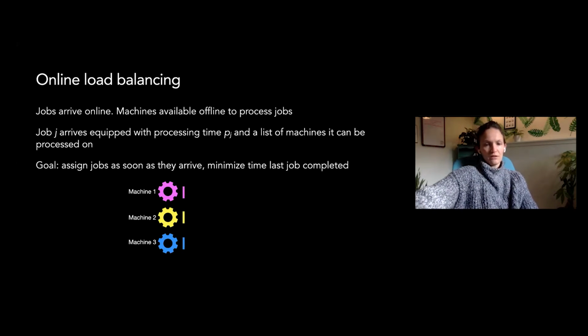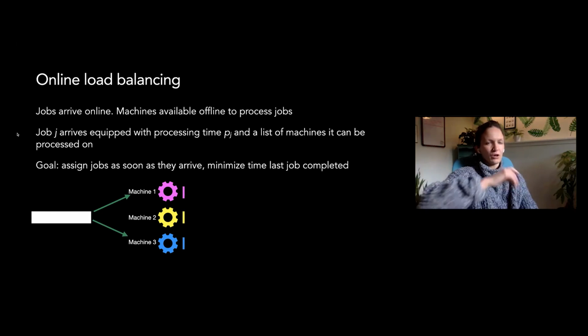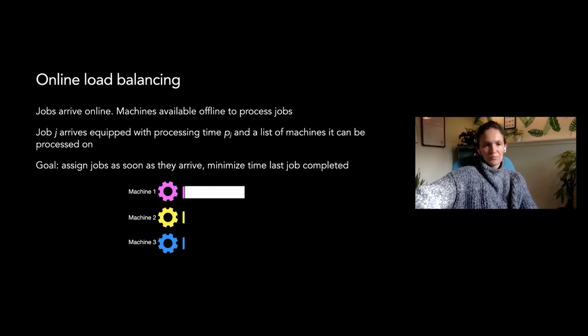For a picture here, we have our 3 machines. These are available to us offline, and one by one, these jobs arrive. Let the length of this box indicate the length of the job. This is a pretty long job. It can be processed on machines 1 or 3. For now, I'm just going to do this the way I would do a greedy algorithm if I were just trying to make these assignments. It doesn't really matter to me since I have no information where this job goes for now, so I'll put it on machine 1.